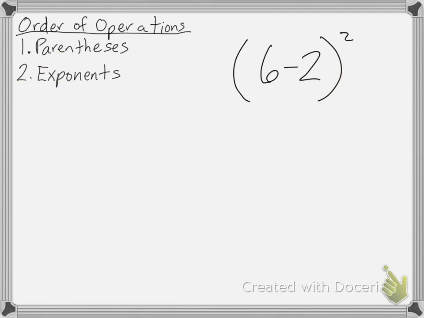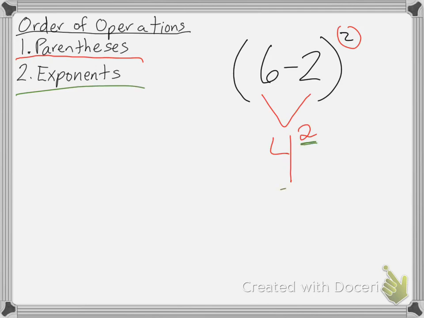Okay, let's do another one. So here I have 6 minus 2 squared. Remember, I start off by doing parentheses first, and we always write that below. So I do 6 minus 2, which in this case is 4. And then I bring the exponent down. Second step is exponents. So now I'm going to do 4 squared. 4 squared is 4 times 4, which equals 16.